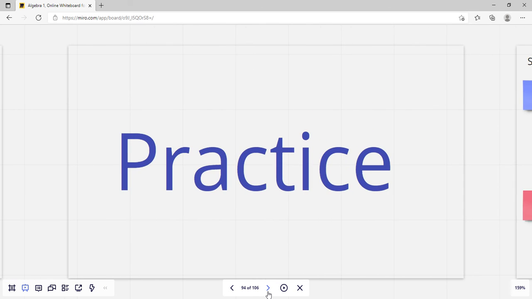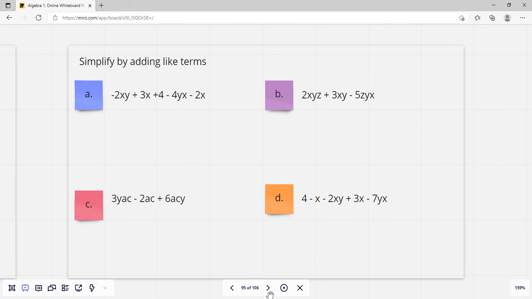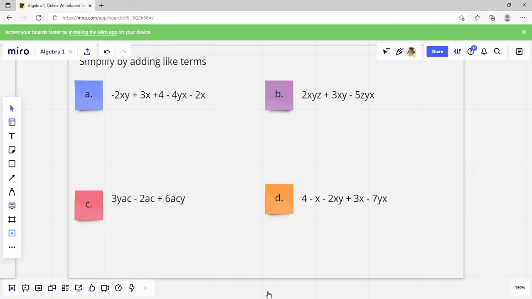Alright, go ahead and pause the video and work the practice problems, and I'll work them for you. Okay, so here's our practice problems. Alright, so this one's got xy and another xy. It's negative 2, negative 4, so that'd be negative 6xy.